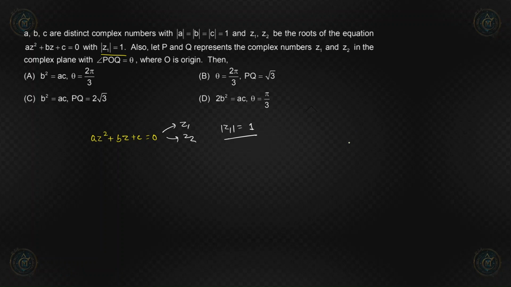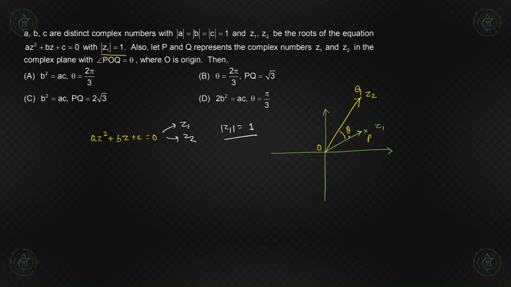So let's say this is our complex plane. This is imaginary axis, this is real axis. And let's say this vector is corresponding to this complex number z1. Then we have this second complex number, let's say somewhere here. It may be here or maybe here. So this angle is basically theta, and this point corresponds to the complex number z2. So this is the point q, this is the point p, this is the point o. O is the origin.